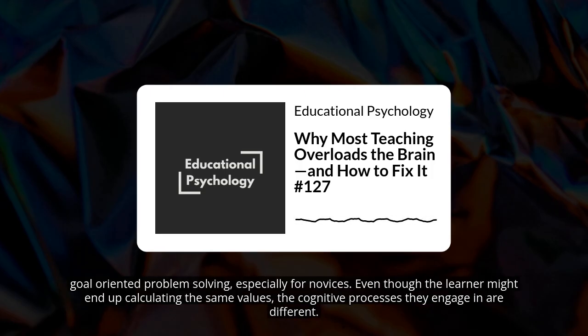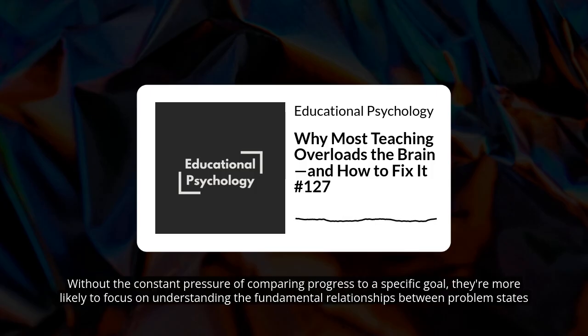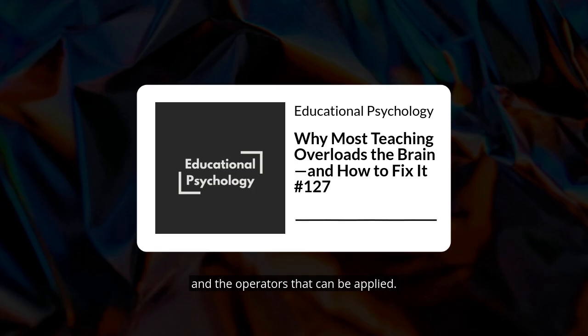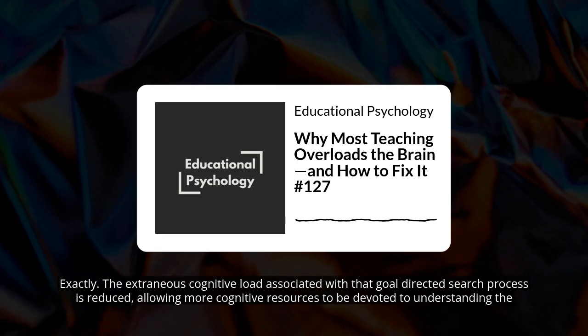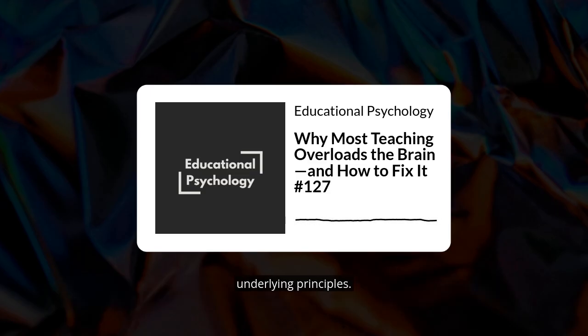Even though the learner might end up calculating the same values, the cognitive processes they engage in are different. Without the constant pressure of comparing progress to a specific goal, they're more likely to focus on understanding the fundamental relationships between problem states and the operators that can be applied. Which is exactly what builds those robust schemas. Exactly. The extraneous cognitive load associated with that goal-directed search process is reduced, allowing more cognitive resources to be devoted to understanding the underlying principles.